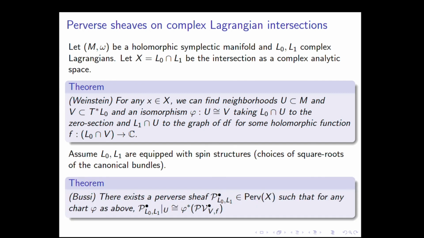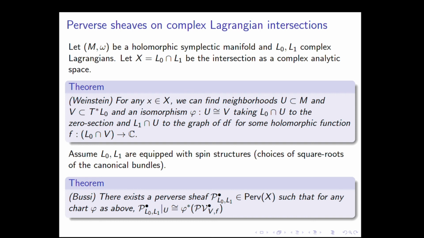So in this situation, we have the theorem of Abouzaid, which says that there is in fact a perverse sheaf, which we'll call P_{L0,L1}, in the category of perverse sheaves on X, denoted Perv(X). This is actually an abelian category. And it's characterized by the property that if you restrict the perverse sheaf to some open neighborhood U, like in the Weinstein neighborhood theorem, then on that neighborhood, it's essentially isomorphic to the pullback of the perverse sheaf of vanishing cycles associated to the function f. Remember, here f is the generating function for that Lagrangian L1. It turns out that one can do this construction locally on all these charts and then glue them all together to come up with this global perverse sheaf object, assuming we have these spin structures.